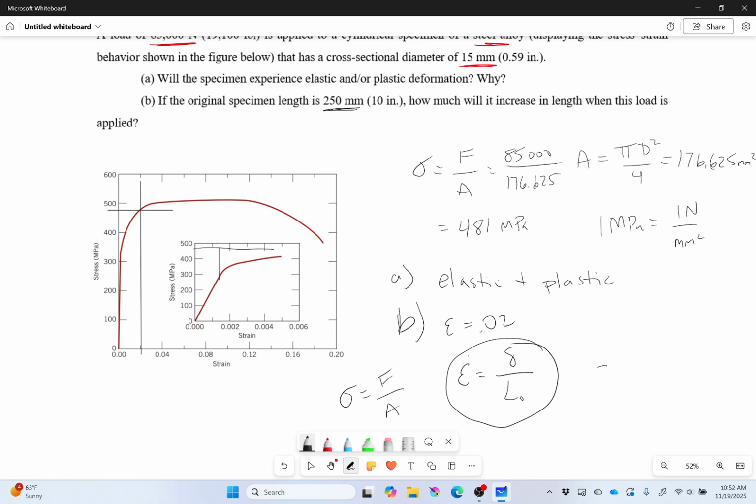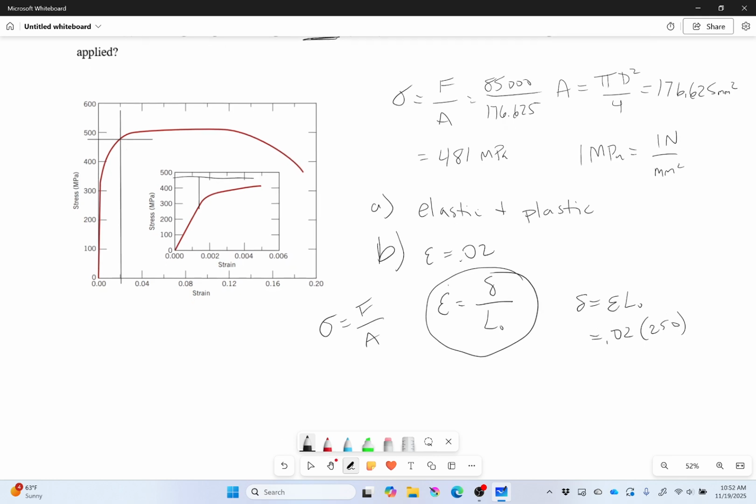So going back to it, my deformation will be equal to the strain times my original length, which should be equal to 0.02 times 250, which is about 5 millimeters. There you go. So it went from being 250 millimeters long to 255 millimeters long when I loaded it.